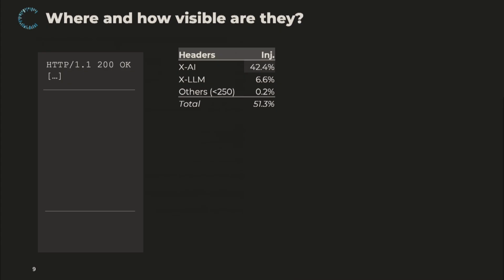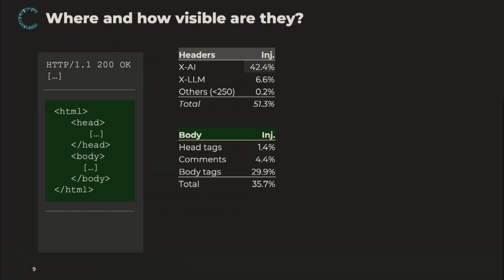If we look at the second part, there are responses that contain an HTML page. We start seeing something interesting, and we identify 3 high-level places where you can find a prompt: in the head tags, as an HTML comment, or in the body. All this accounts for 35.7%.